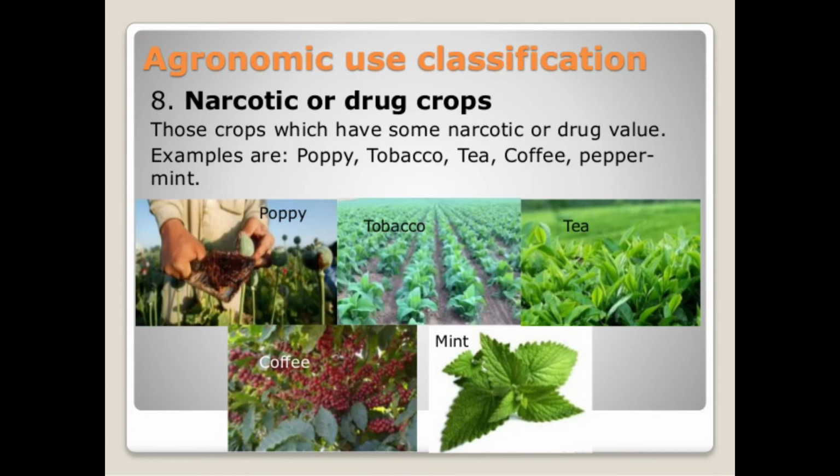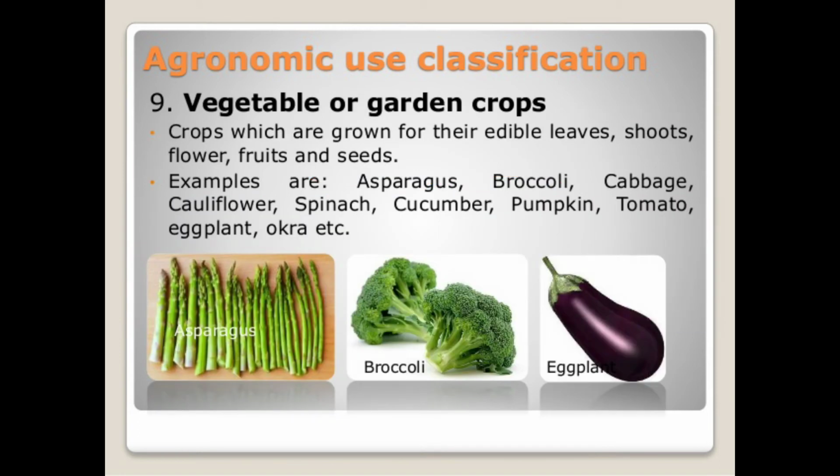So the next one is the narcotic or drug crops. Those crops which have some narcotic or drug value. Examples are opium poppy, tobacco, tea, coffee, peppermint. Then the agronomic classification continues with vegetable or garden crops.